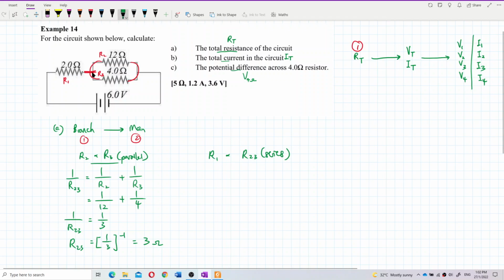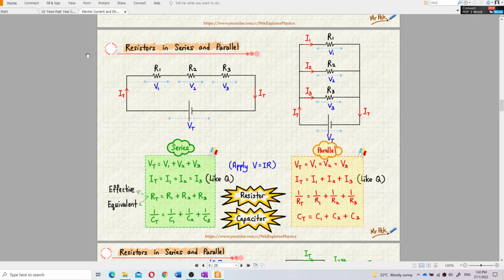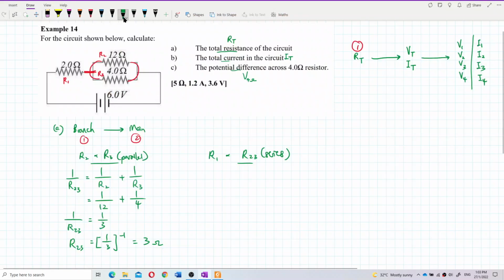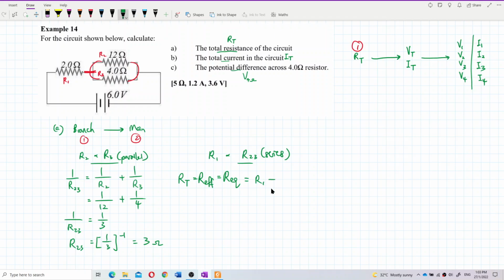In series, the resistors add together. Series becomes a higher resistance. So we can say this is the R total, or you can write R effective, or R equivalent, as you like. So it is equal to R1 plus R23. Series is plus together, becoming a higher resistance.